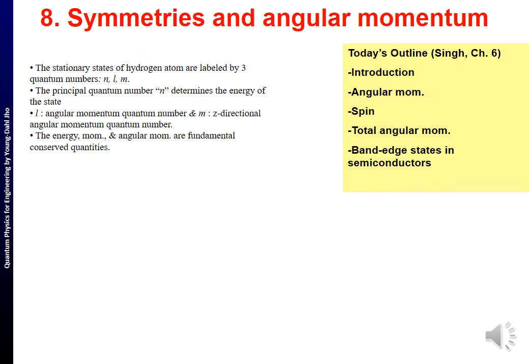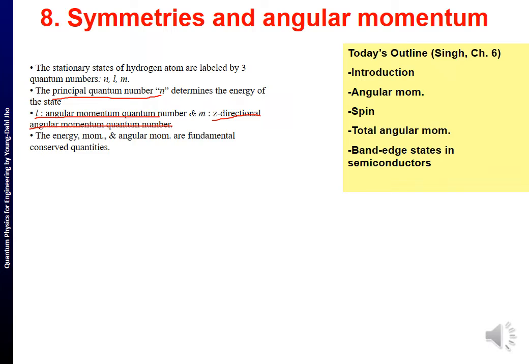Symmetries and angular momentum. Previously, we introduced the stationary states of hydrogen atom with 3 quantum numbers: principal quantum number n, angular momentum quantum number L, z-directional angular momentum quantum number m.